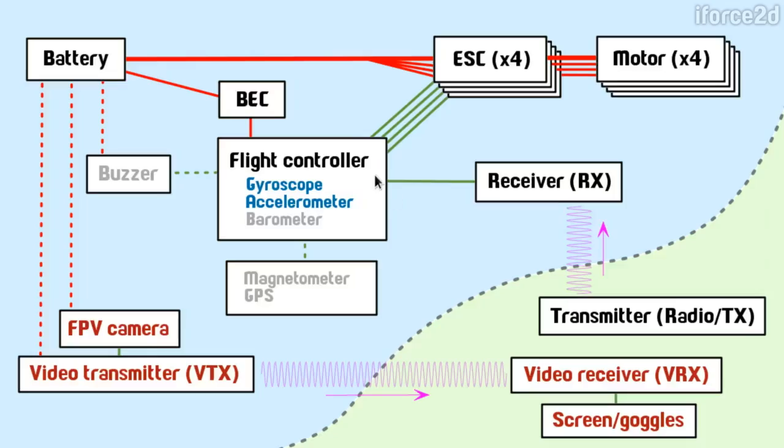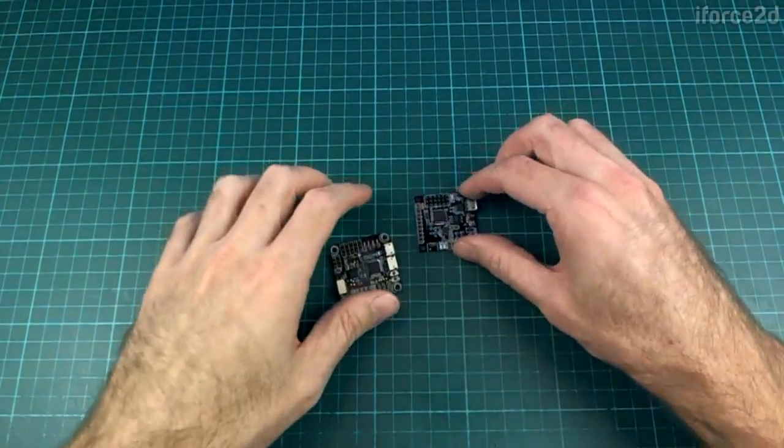Now, sitting in the middle we have the flight controller, which is like the central hub that brings everything together. It's kind of like the brain of the quad, and its main job is to feed information to the ESCs continuously to tell them how fast each motor should be spinning right now. But it can do a whole lot of other things as well. It's basically a little computer. Let's just look at a couple of these now.